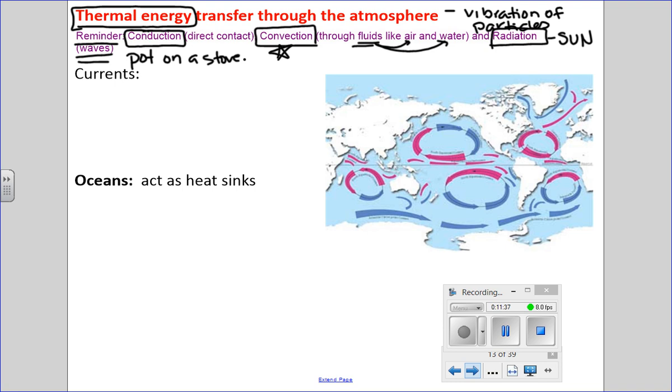Now, does anyone want to ask questions about those three methods that energy can be transferred by?